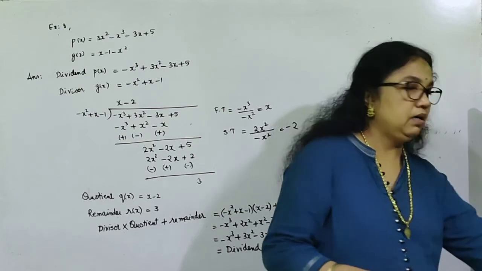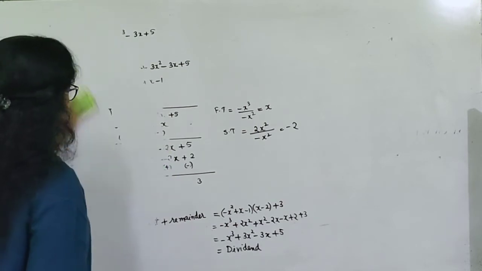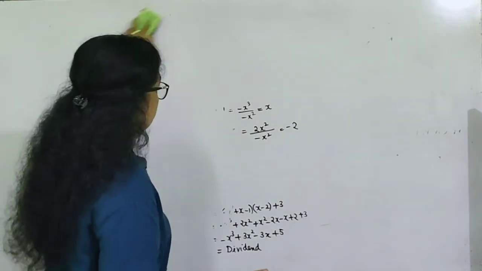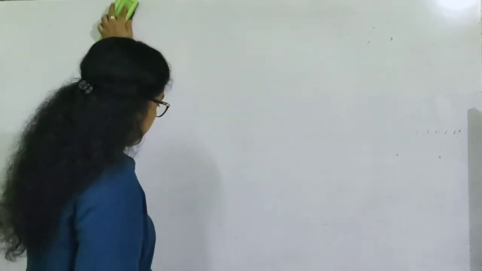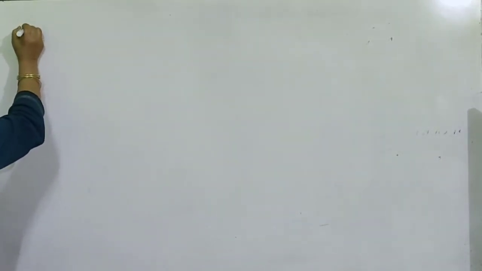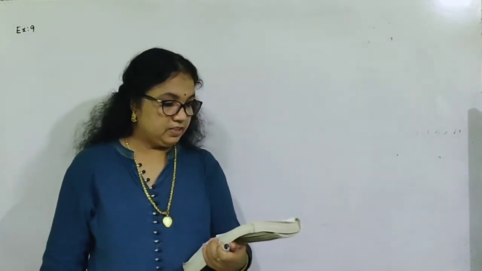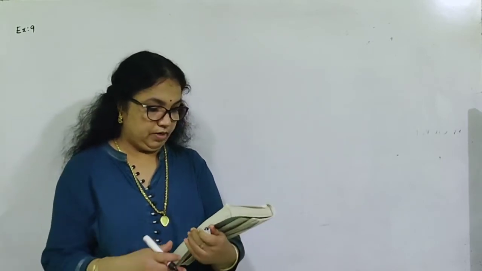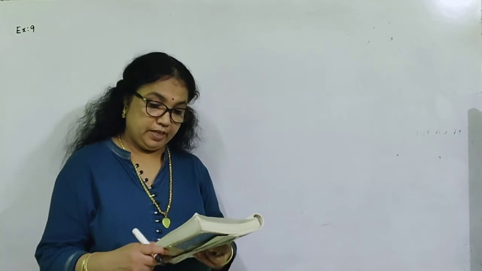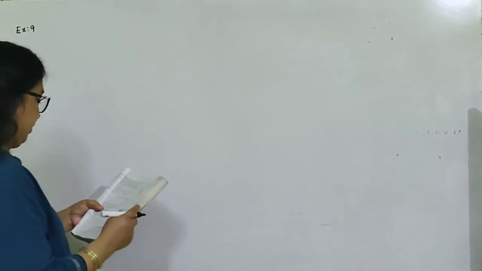Now example 9. Find all the zeros of 2x raised to 4 minus 3x cube minus 3x square plus 6x minus 2, if you know that two of its zeros are root 2 and minus root 2. Question you have to copy from the textbook.